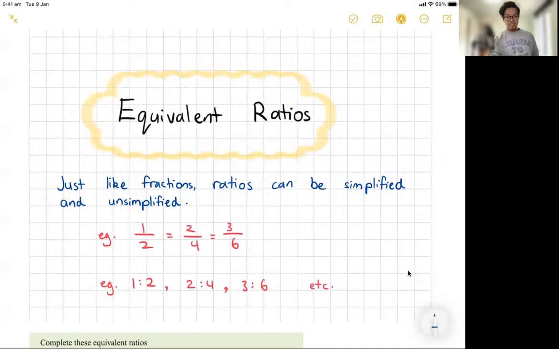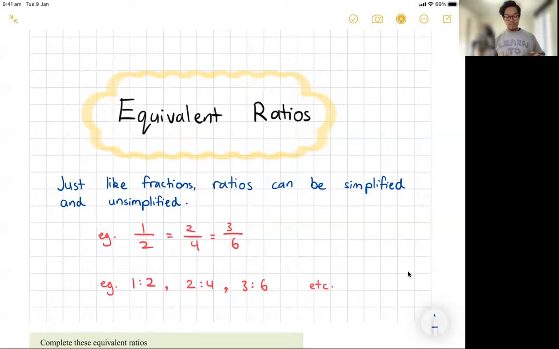So just like fractions, ratios can be simplified and unsimplified. So for example, a very common one is 1 over 2 or a half. It's the same thing as 2 out of 4 or 3 out of 6 or 4 out of 8 or 5 out of 10. They're all the same thing as a half, right? So in the same way, we can write a ratio 1 to 2 is exactly the same thing as 2 to 4, which is the same as 3 to 6, 4 to 8, 5 to 10. They are exactly the same.